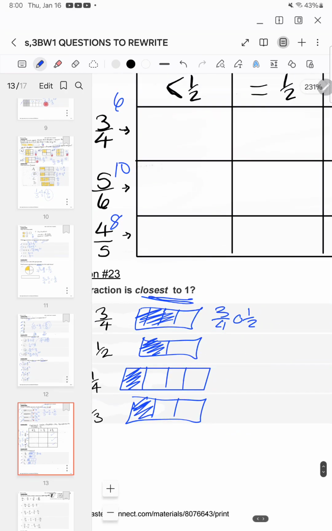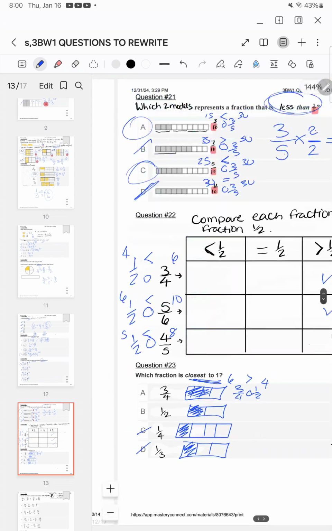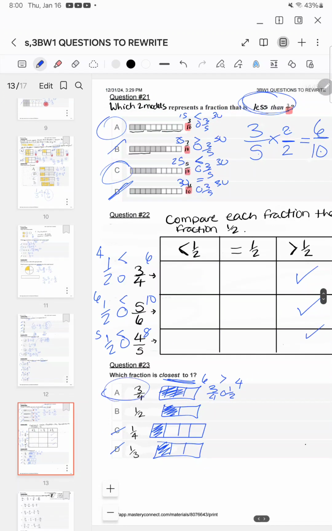to 1. Gosh, it's already 8 o'clock. Okay. 4 times 1 is 4. 3 times 2 is 6. So that means 3/4 is actually the bigger fraction and it's closer to 1.